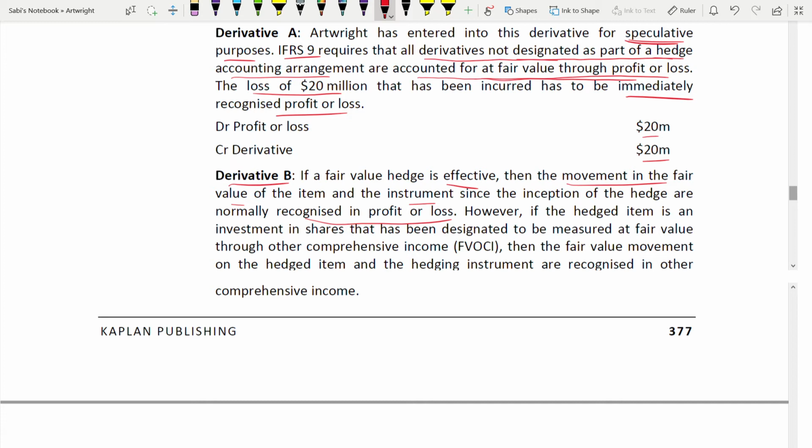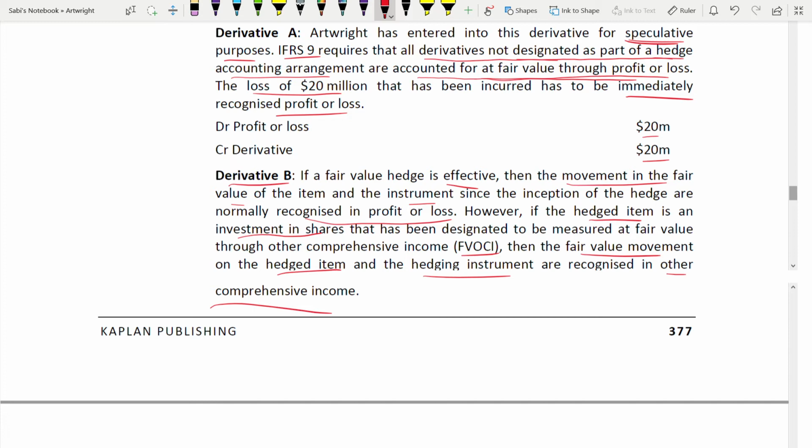Normally. But in this case, if the hedged item is investment in shares, for investment in shares it is OCI, and they have told also the hedged item has been designated to be measured at fair value through OCI. They have designated it, right? That it will go through FVOCI. Then the fair value movement will go in the OCI. Simple as that. Fair value movement for both hedged item and hedging instrument. Don't forget, there are two things now, not just the hedge. One is the hedged item, one is the hedging instrument.